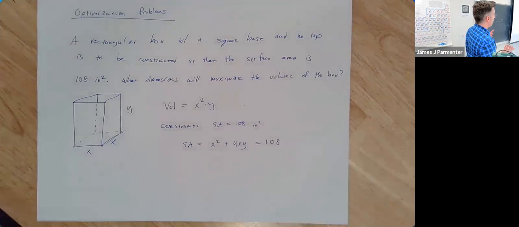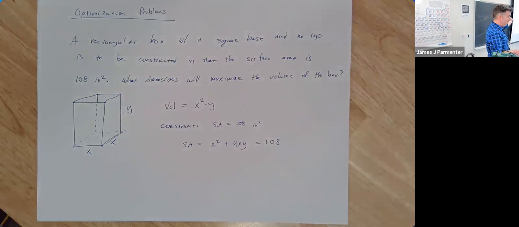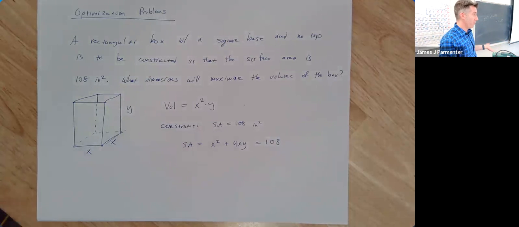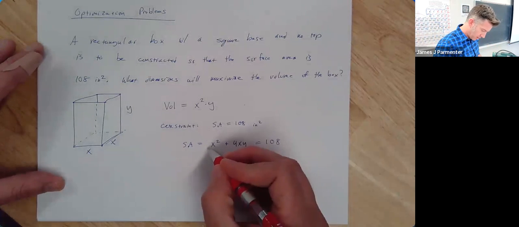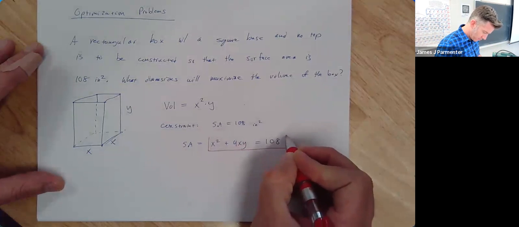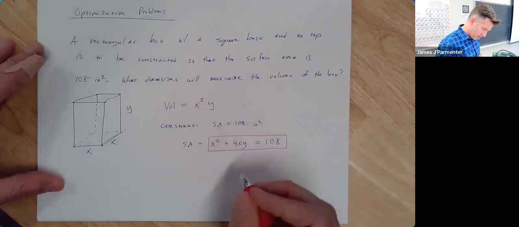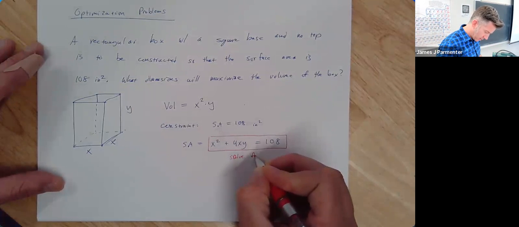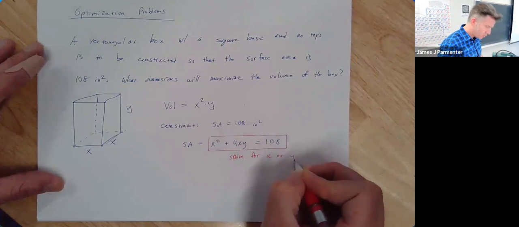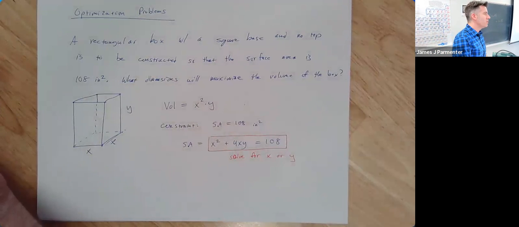Usually, in these sorts of problems, the thing you're trying to optimize shouldn't equal a number. If it did, then you would know what the value is. Whereas your constraint should be equal to some number. So this is my constraint here. I don't want the surface area right there. And I'm going to solve for either variable. Solve for x or y. Your choice. Choose the choice that is easier.